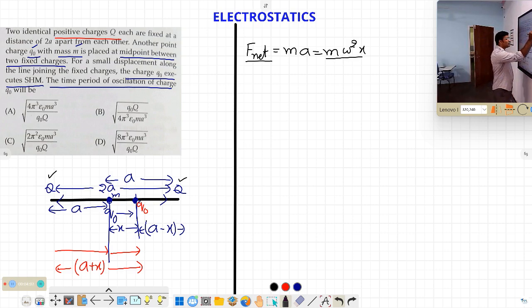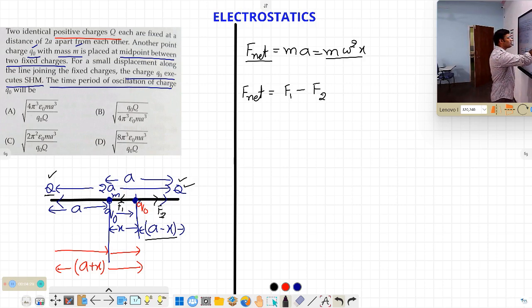But this F net, in terms of charge, has two forces. One Q repels this one in this direction, so take that force as F1. The other Q also repels this one in this direction, take that as F2. Which is more? The charge at distance a minus x is nearer, so the repulsion will be more. So I can write F1 is more than F2, so F1 minus F2. So what is the F1 formula?